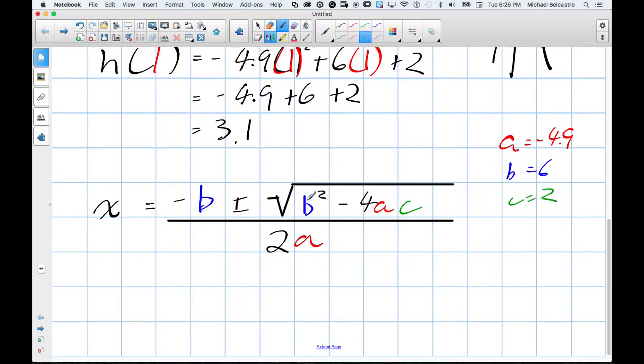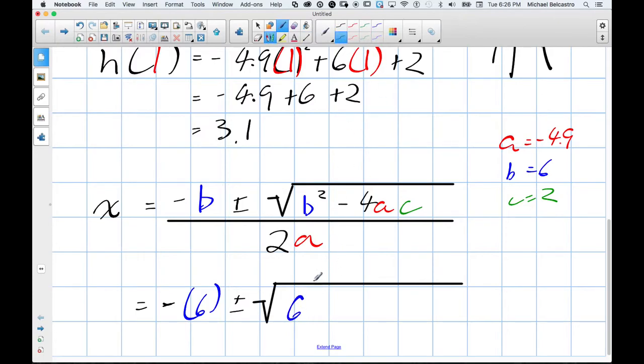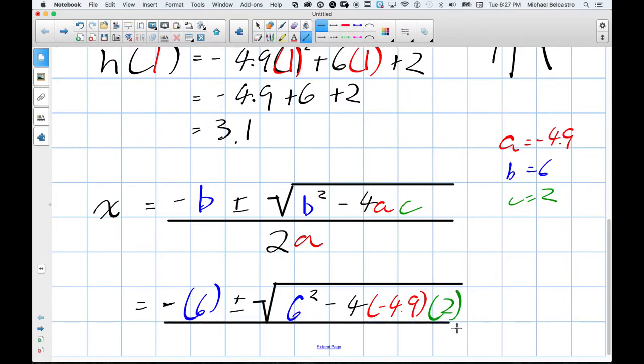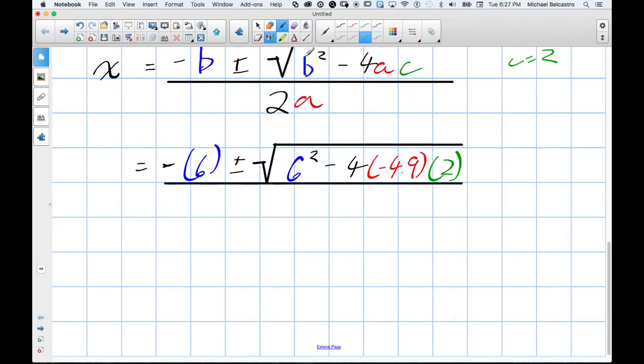Great. With that info, we're going to plug this in, and again, we're just going through solving. So negative b, the b is a 6 value, plus or minus the square root of, we're looking at 6 squared minus 4 times the a value, which is negative 4.9, and the c value was 2, and then everything's going to be divided by 2 times, and again the a value was negative 4.9.